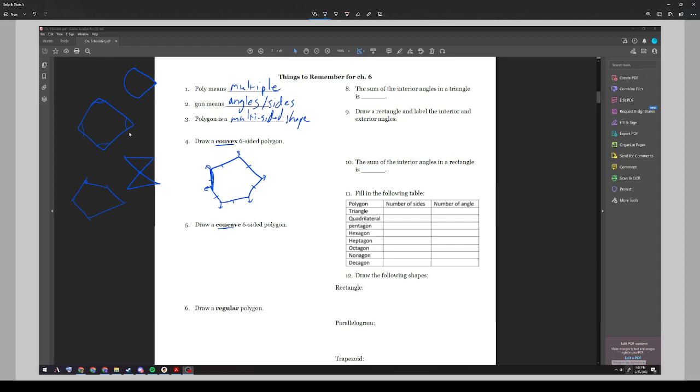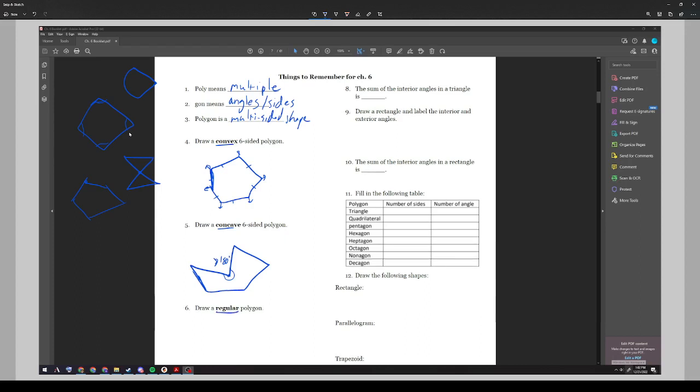Concave, on the other hand, means at least one of the corners is caved in, pointing into the shape. So concave six-sided could be something like 1, 2, 3, 4, 5, 6, like that. So here we have this corner points into the shape, and this interior angle right here is greater than 180 degrees, so that makes this whole shape concave. Even though only one corner is concave, that's enough that the entire shape is now concave. So there could be one or more concave angles within that shape.